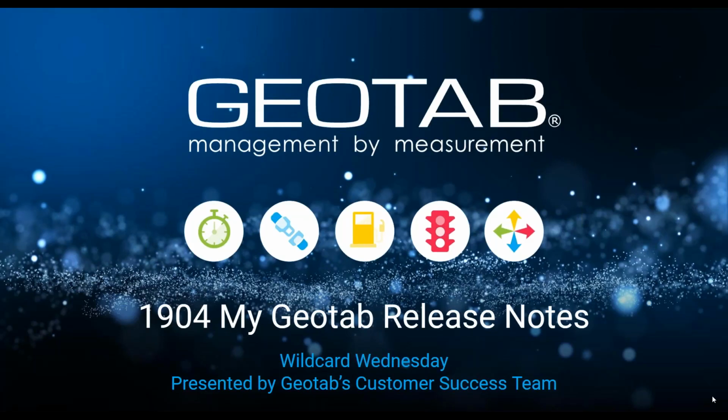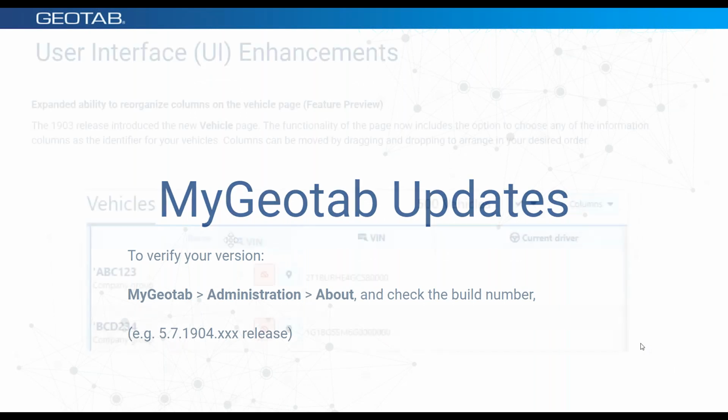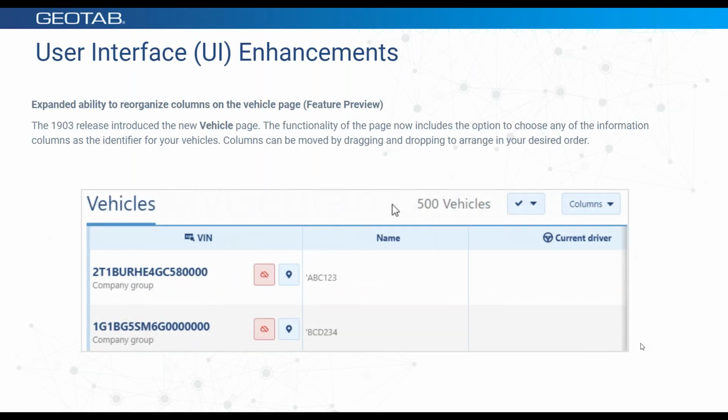Thank you, Shay. My name is Hillary. I am a Senior Customer Success Team member at GeoTab on our Customer Success team. And these are the MyGeotab updates for the 1904 release. Here we are. You can always verify your version of your release by going to MyGeotab, Administration, and About, and check the build number. So we have a bunch of UI enhancements coming your way.